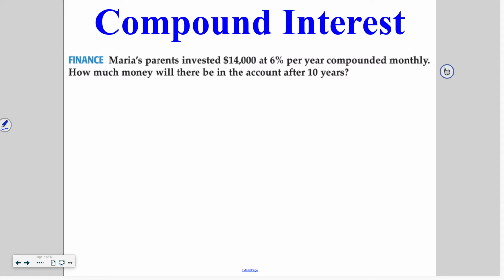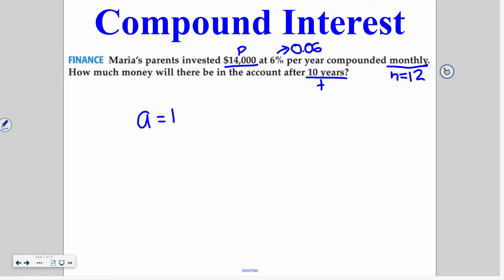How much money will there be in the account after 10 years? So we are looking again to break down our initial information. We have our starting value of P. We're going to change our percent to a decimal. And then we are compounded monthly, which tells us that our N value is going to be 12. And then we need to know for 10 years. That's our T.